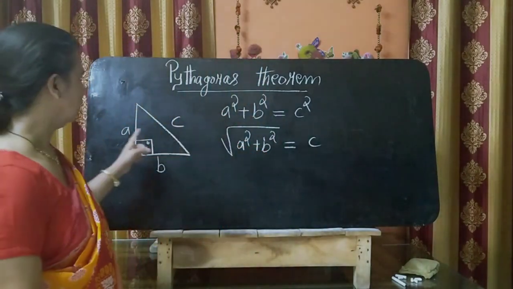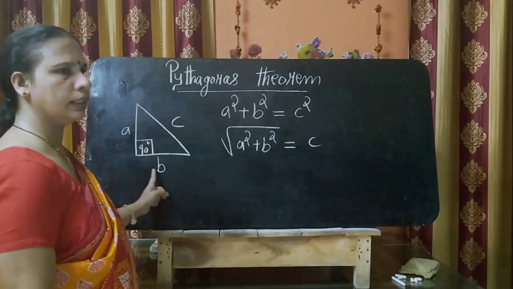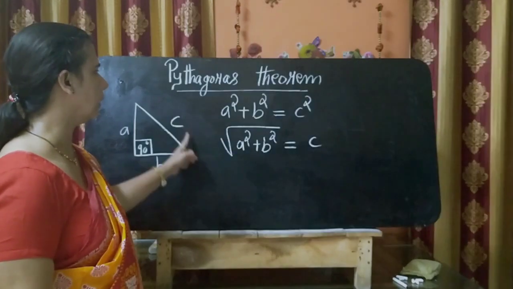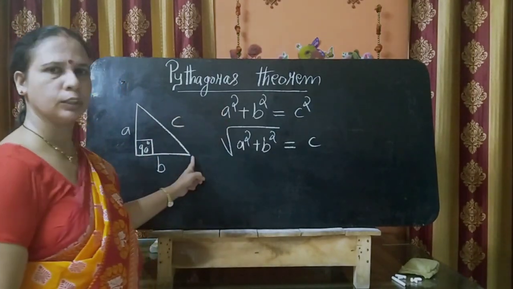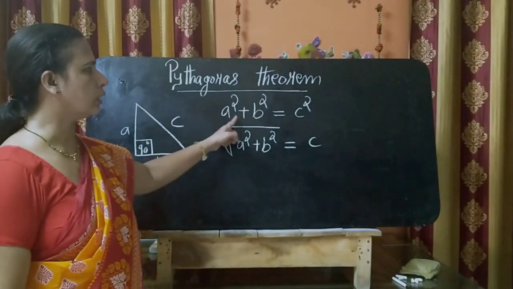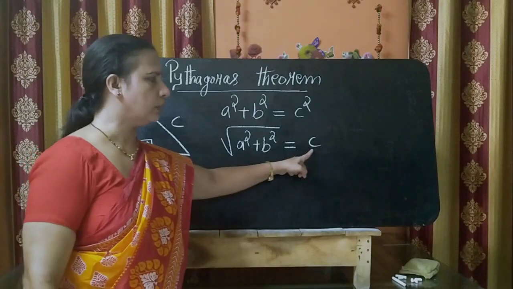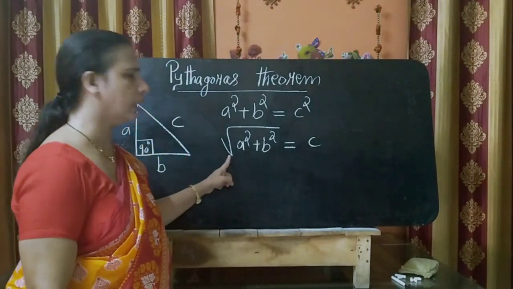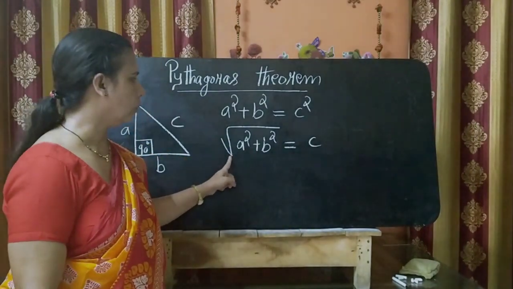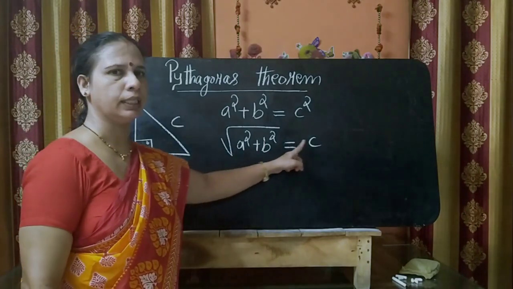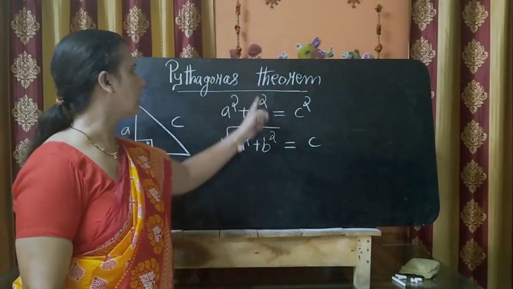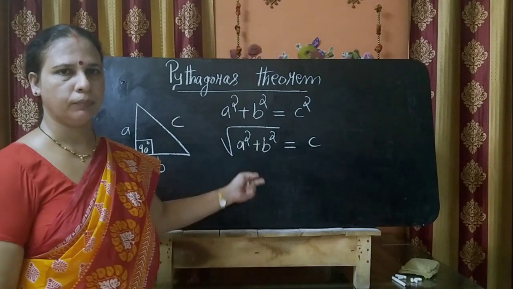Once more, this side square plus this side square equals this side square. That is here A square plus B square equals C square. If we want to find out C only, then we have to take the square root. Square root of A square plus B square equals C. This is the Pythagoras theorem. Copy down.